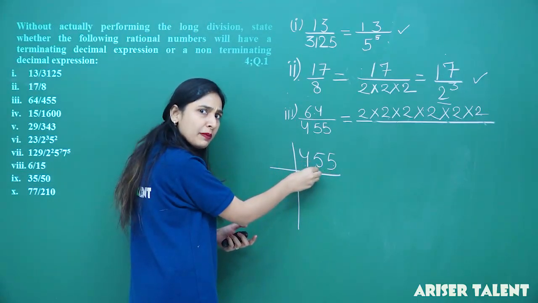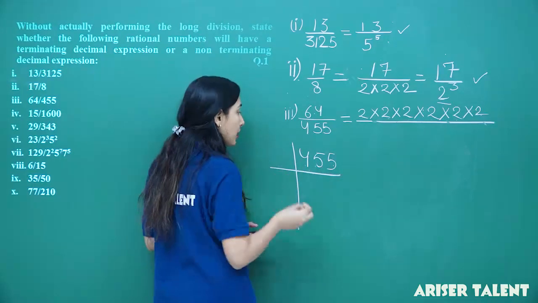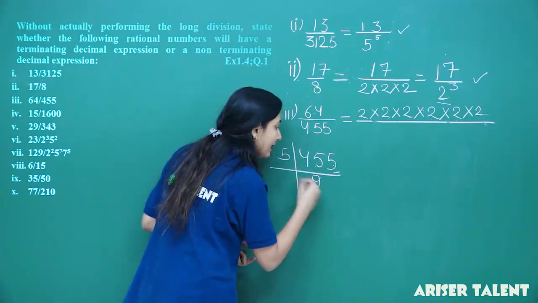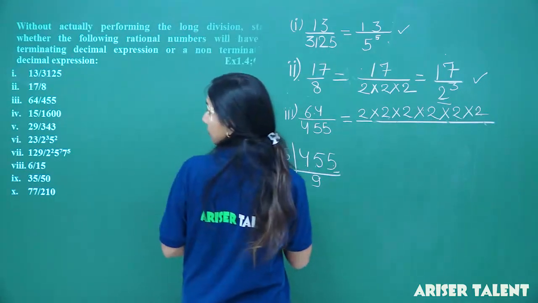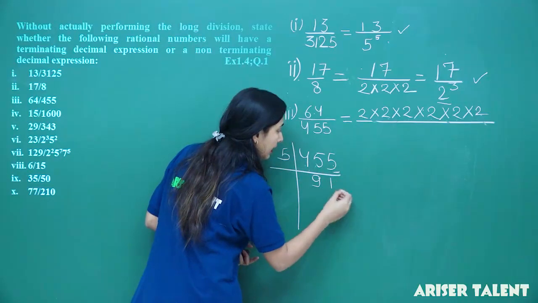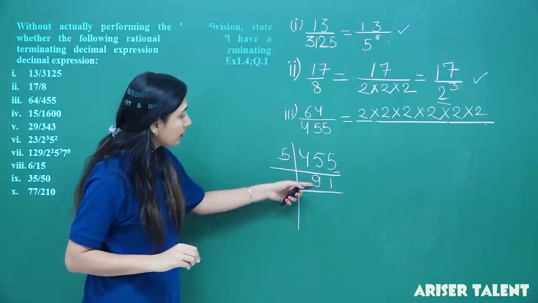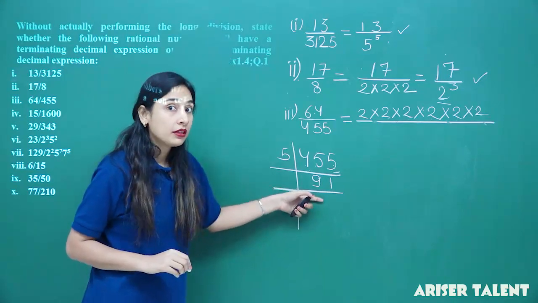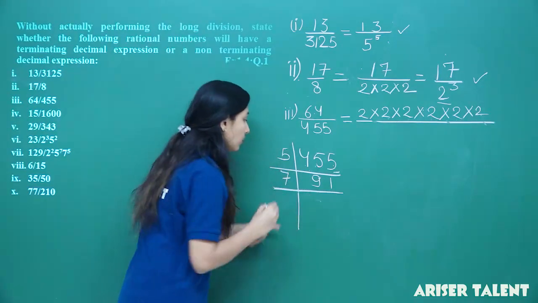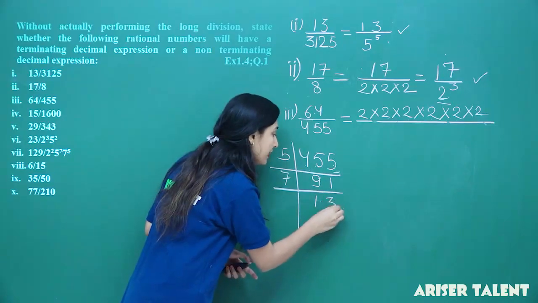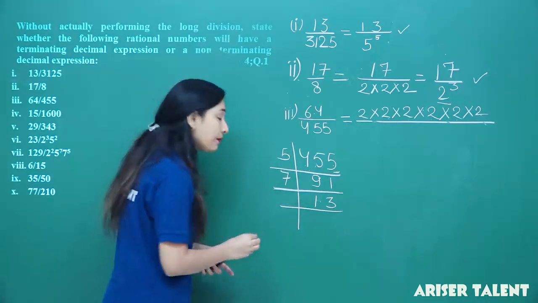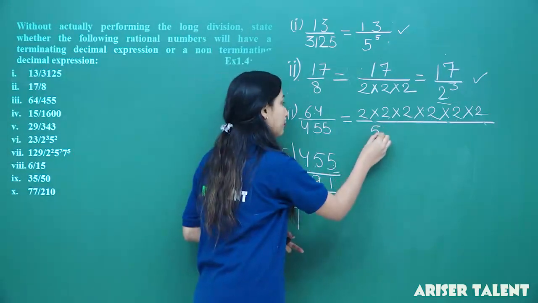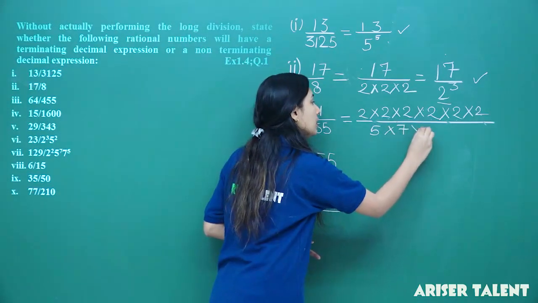Now is 14 divisible by 3? No, so it's not divisible by 3. Now 5, yes, we have 5 here, 9 times, okay, 1 time. Now 91 will be divisible by 7, look at it, okay, 1 time, 3 times. Now 13 is again a prime number, so we will write it like this: 5, 7, 13.